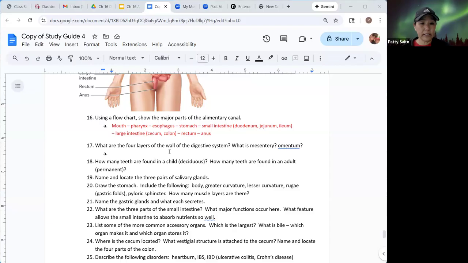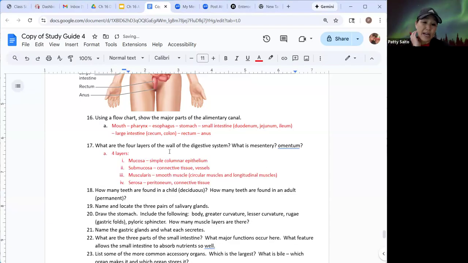There are 4 layers. And I'll show a picture after. So there's the mucosa. Now we're going from, I should write this here, this is deep to superficial. So we're starting on the inside, the lumen, which is the space on the inside, and then we're moving superficially to the outside. So the mucosa lines the space. It's made up of simple columnar epithelium.